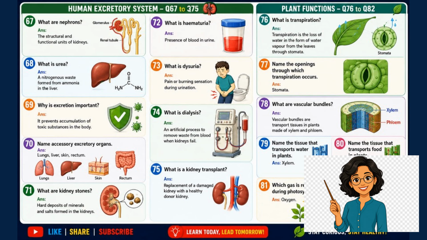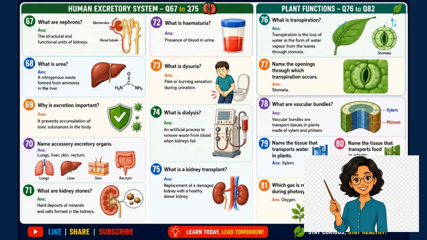Question 70. Name the accessory excretory organs. The answer is, lungs, liver, skin and rectum. Question 71. What are kidney stones? The answer is, hard deposits of minerals and salts formed in the kidneys. Question 72. What is hematuria? The answer is, presence of blood in urine.